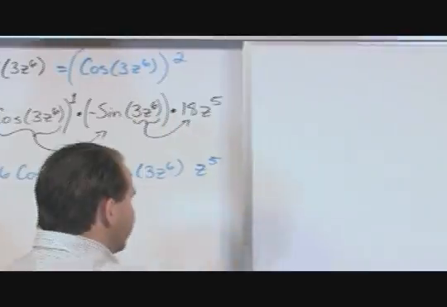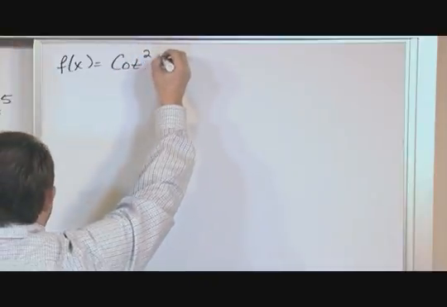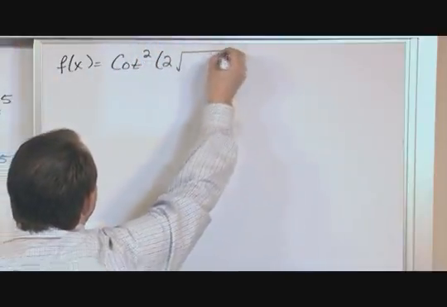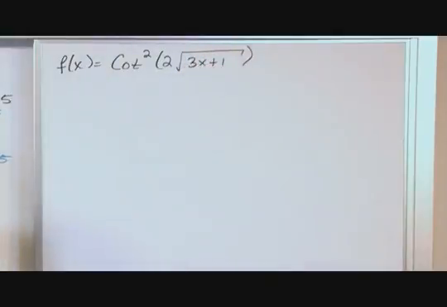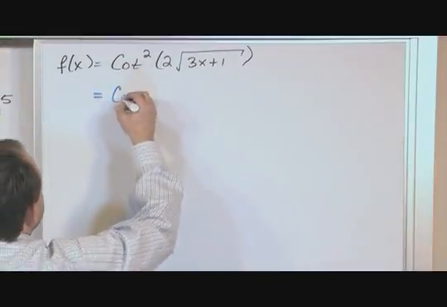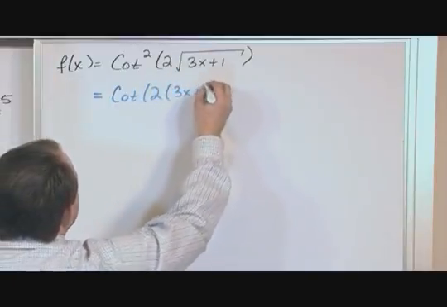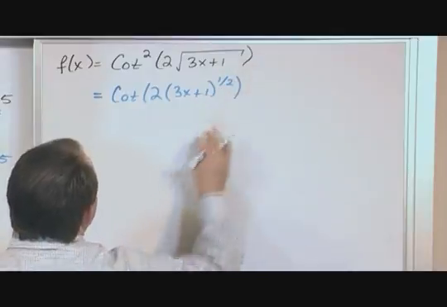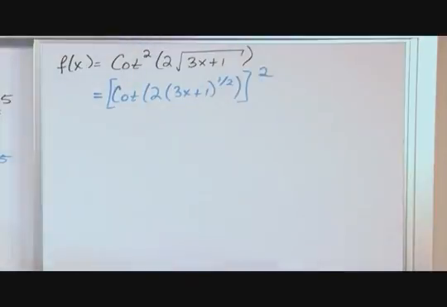All right? So let's go ahead and do the next guy. Let's say we have f of x is equal to the cotangent squared of 2 times the radical of 3x plus 1. All right? So I always recommend, again, to rewrite these things, especially in the beginning. So what you'll have is cotangent of 2 times 3x plus 1 to the 1/2 power, right? Let's go ahead and wrap all of this stuff in a bracket and raise it to the power of 2. That's really what we have. And the reason we write it like this is because it's much easier to see.